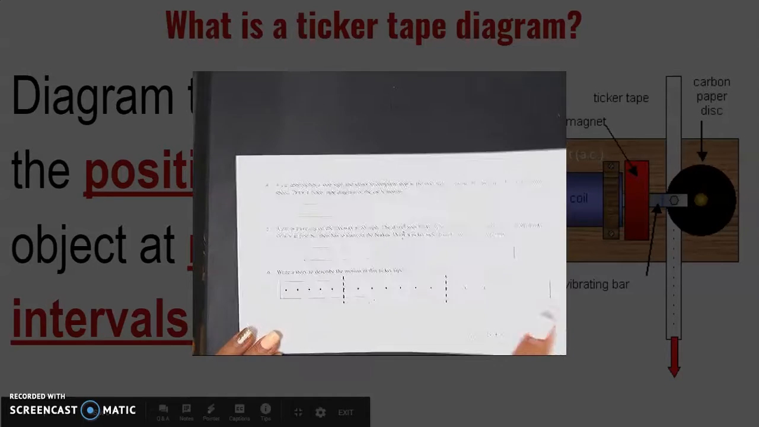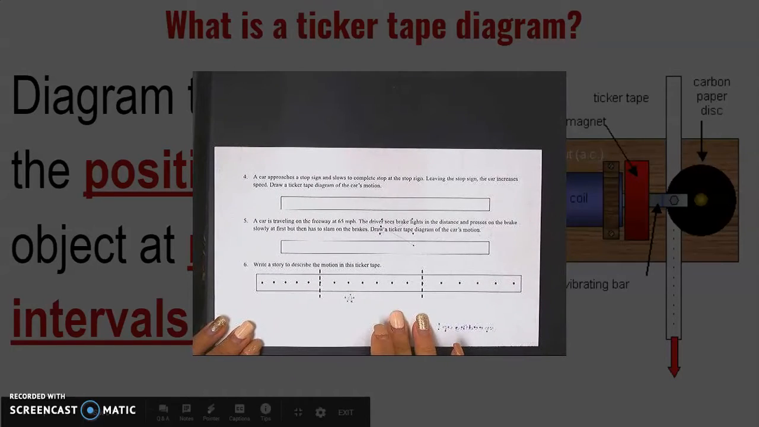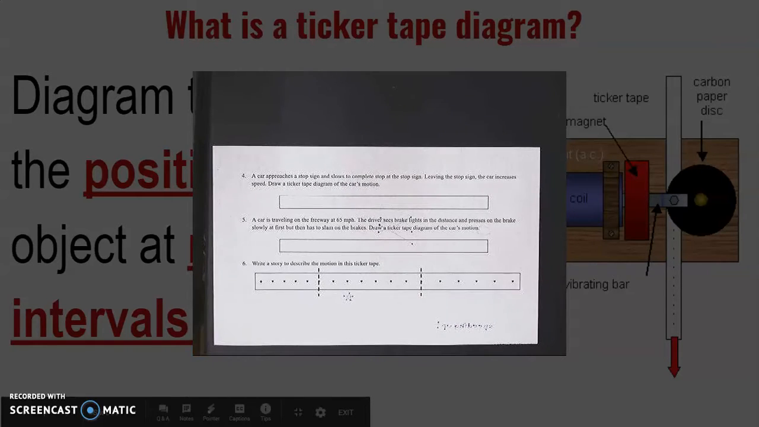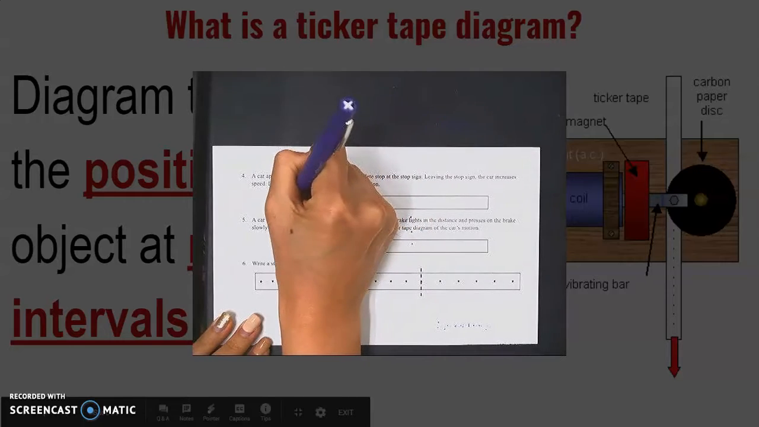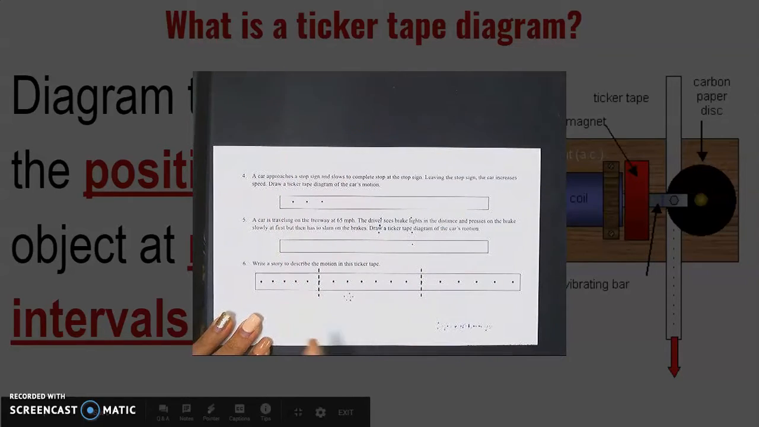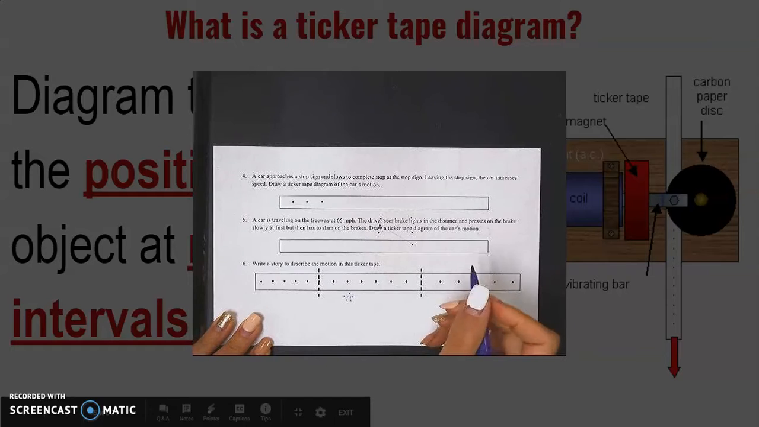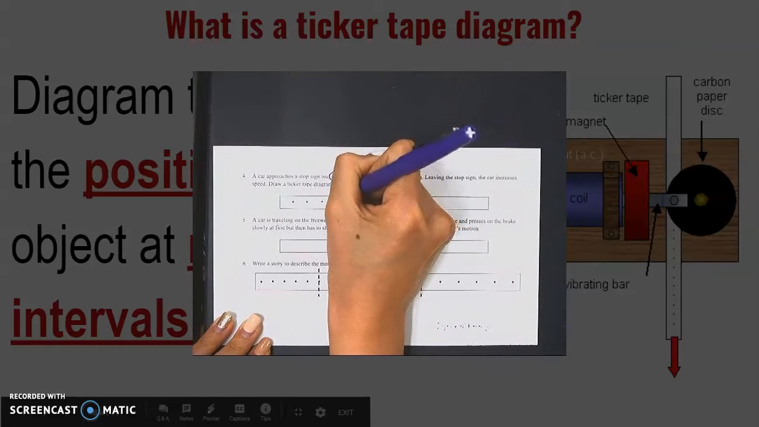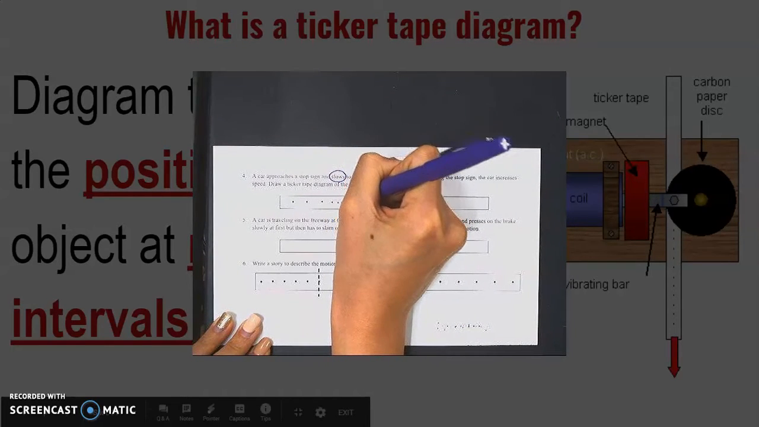All right, let's go to the back. So this next one: a car approaches a stop sign and slows to a complete stop at the stop sign. Leaving the stop sign, the car increases speed. So let's go ahead and draw a ticker tape diagram of that car's motion. At the beginning, this car, as it's approaching the stop sign, is moving at a constant speed. And then it's going to slow to a complete stop at the stop sign. Since it's slowing down, it's going to be traveling less and less distance as time moves on. So I'm going to make these dots a little bit closer together until it's at a complete stop.